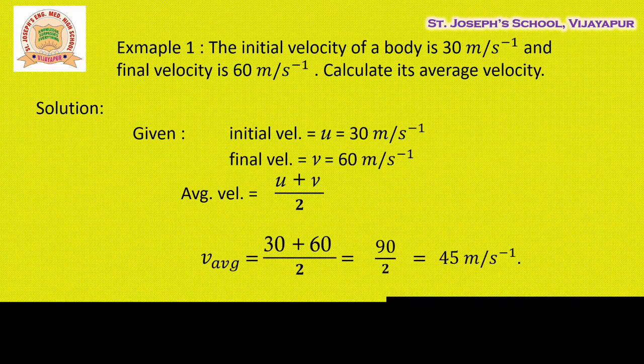Substituting the values, V average is equal to (30 plus 60) upon 2. Here U is 30, V is 60. On adding 30 plus 60, we get 90. 90 upon 2, which is equal to 45 meter per second.